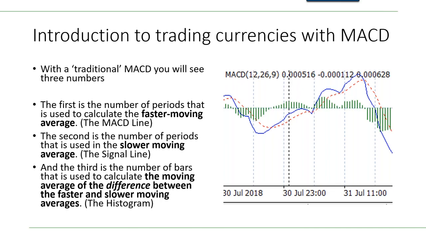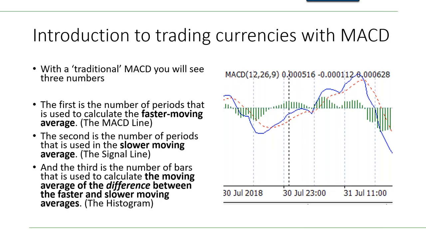So what you'll see with traditional MACD, and hopefully you can see in the top left, is that you will see three numbers. You normally get an opportunity to select three numbers. The first number is the number of periods that is used to calculate the faster moving average, which will often be called the MACD line. In that particular chart, that's the blue line.